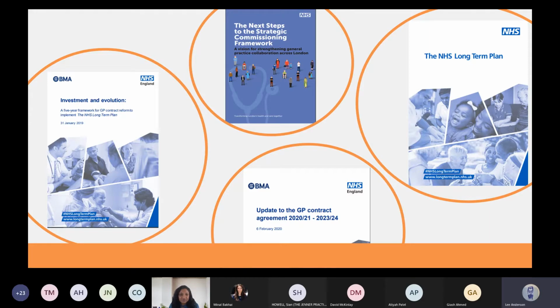The first was the strategic commissioning framework, and a follow-up document was the next steps to the strategic commissioning framework. This document outlines the ambitions for access, precisely proactive access. So it's a good read if you haven't had a chance to read it as yet.